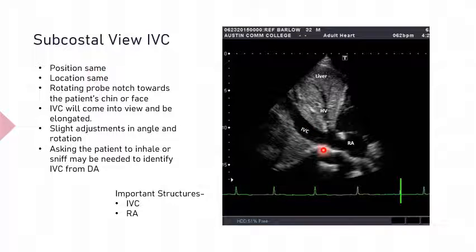The last one we're going to go over is subcostal view, but the IVC, and this is it here. And that's the inferior vena cava coming up from the bottom of your body. You're going to have the patient in the same position and the same location of the transducer, that is supine. And you're going to rotate the probe towards the patient's chin or face. And the IVC should come into view. And to double check that you have the IVC correctly, you have the patient sniff or inhale quickly, and you'll see it constrict down. And it goes into the right atrium.